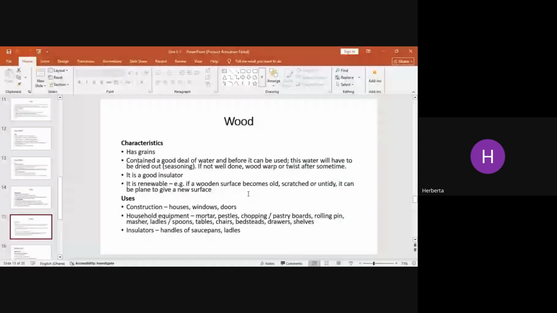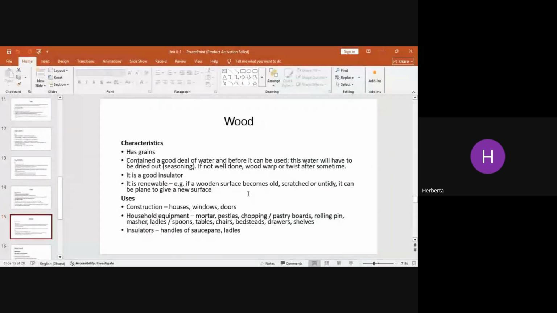Wood, the characteristics of wood is that they have grains. They are good insulators, which means that it does not allow electricity to pass through it. And it can be renewed. How can you renew wooden items? It's either you plane it, immediately you plane it, it becomes new again, or you polish it and it becomes new again. That is why we say wood items are renewable.